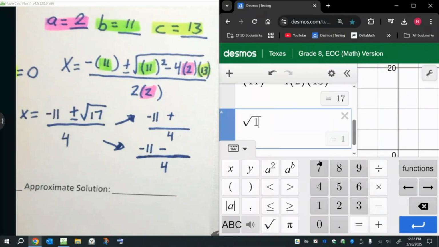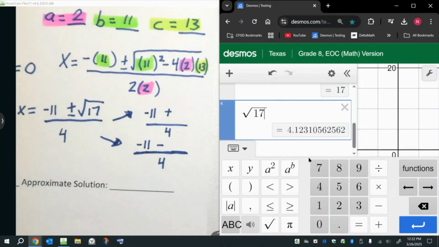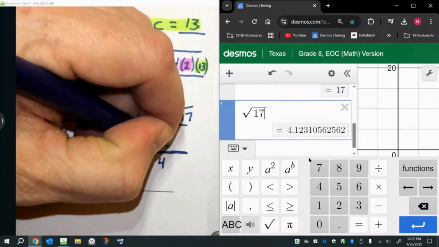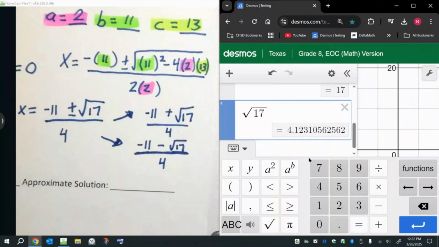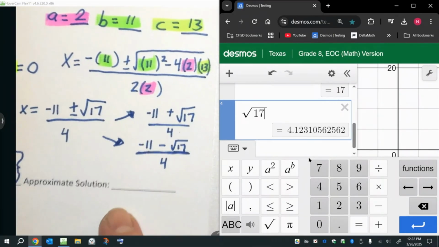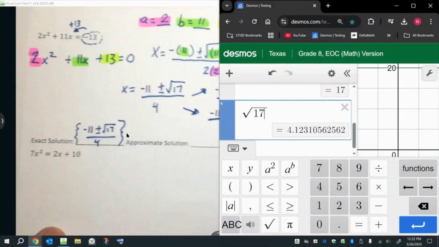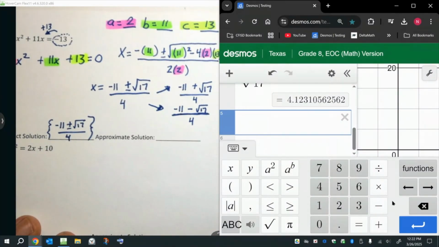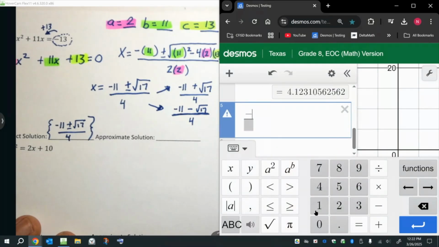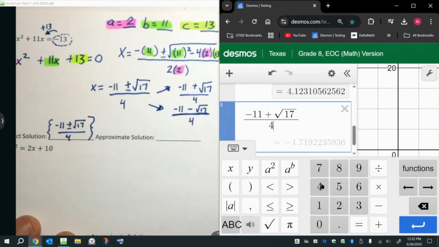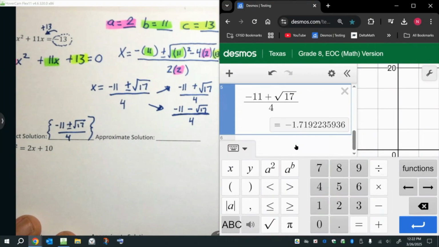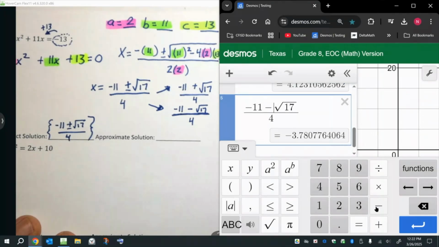Is it pretty? No, it's not pretty, so I'm going to actually just write it as square root 17, leave it like this. So my exact solution would be -11 plus or minus square root 17 over 4. But then I want my approximate solution. So my approximate solution is going to be whatever this is typed as a decimal. So we're going to type the square root of 17 over 4, which is that guy. And then we can also do the minus, which is that guy.